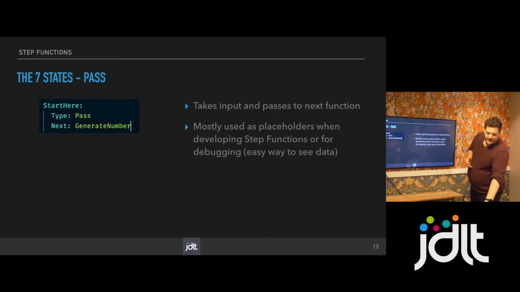So the most basic of our steps is pass. It doesn't really do much. It literally takes an input and passes it to the next step. So really the only time you're using them is if you're using placeholders to develop stuff and you're not really sure what you want to do here. You put a pass there so you know something will happen. I'm not sure what yet.